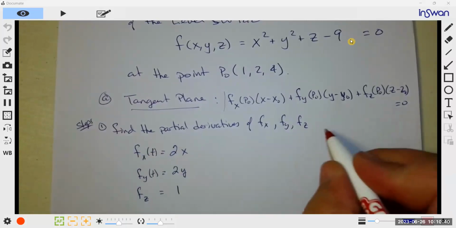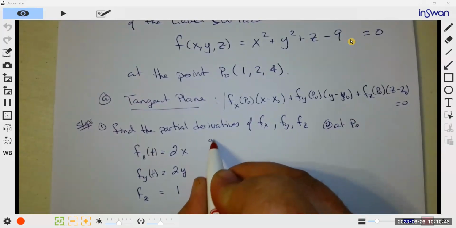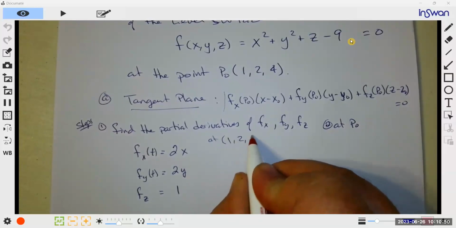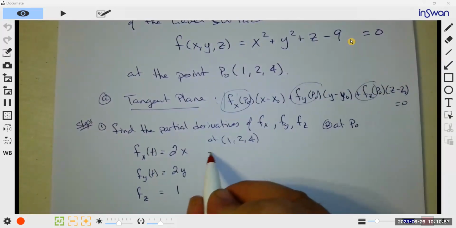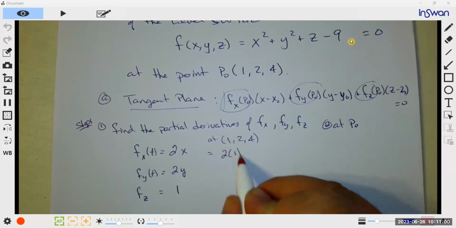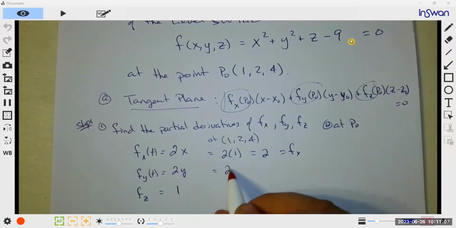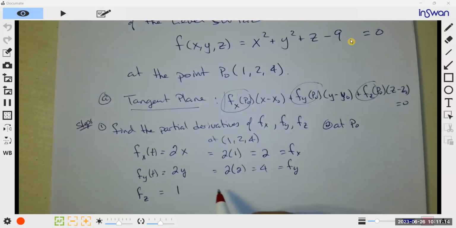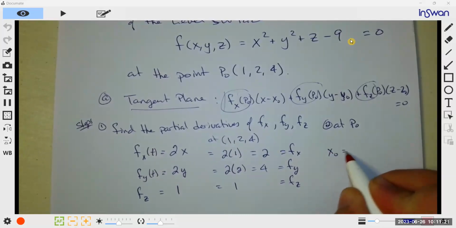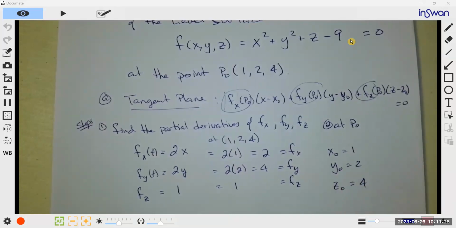Now the second step, find those values at p sub 0, at our point (1, 2, 4), because we have to define what these coefficients are. So 2x is 2 times 1, that equals our partial of x. 2 times 2, which is 4, that's our partial of y. And 1, that's our partial of z. And x sub 0 we know is 1. Y sub 0 is 2. Z sub 0 is 4.